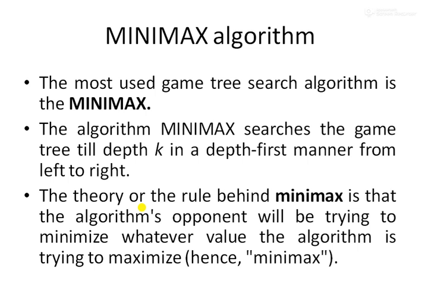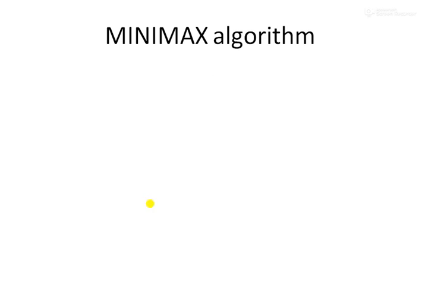That means we'll have to put a depth, that means up to which level the algorithm will search, and the searching mechanism the MiniMax algorithm usually uses is the depth first search, and the searching is done from left to right, because these are the features which are related with DFS. Okay, so let me go back to the previous example.